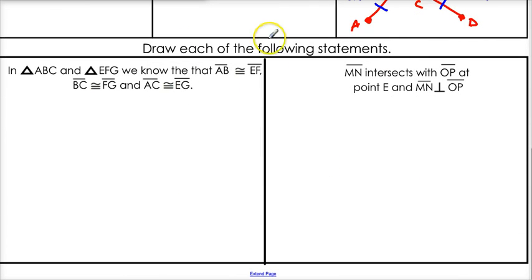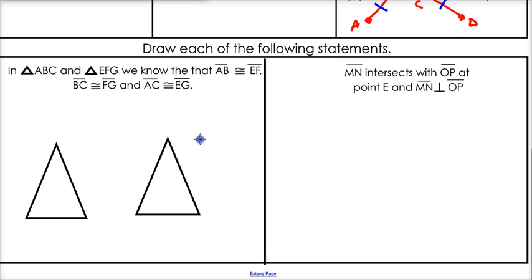So draw each of the following statements. Triangle, right, we have our little symbol here, ABC, and triangle EFG. All right, well, let's start by drawing our two triangles. You should be using like a ruler or something. I'm going to cheat. I'm going to use this tool. Okay, so I have my two triangles. All right, and let's label them correctly going around.